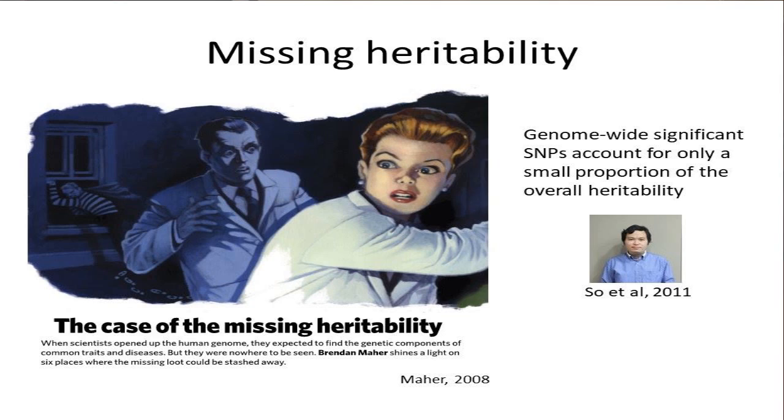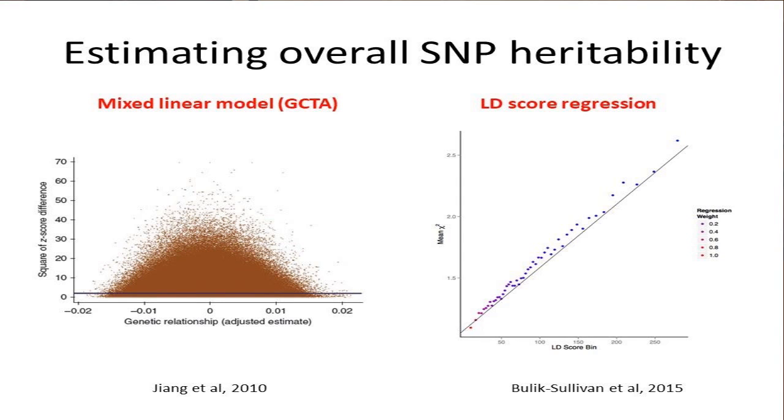Another bit of insight from these genome-wide association studies is that if you were to take all the genome-wide significant hits and add up how much variation in the phenotype they account for, they only account for a small proportion. In other words, there must be a lot more genetic variation affecting the phenotype than these genome-wide significant hits. And my former student, Hong Lee, was one of the people who wrote one of the earlier papers showing that.